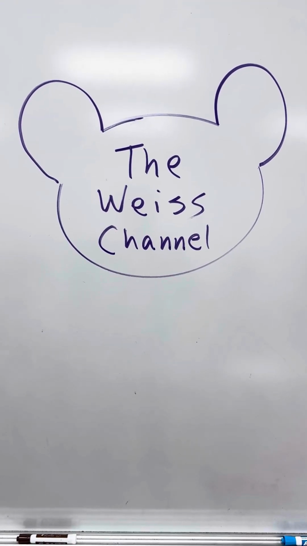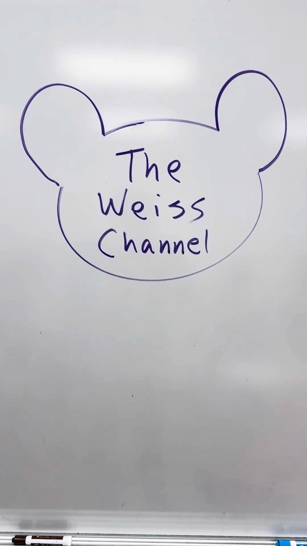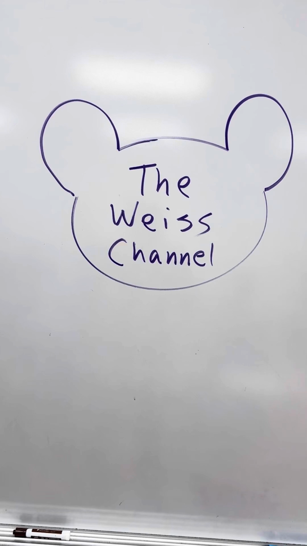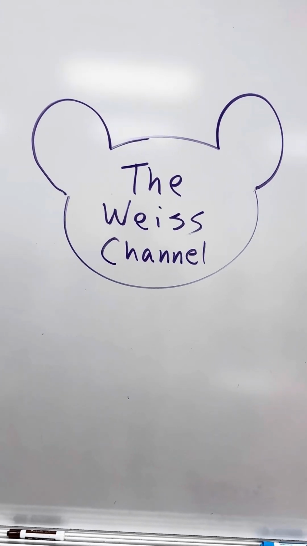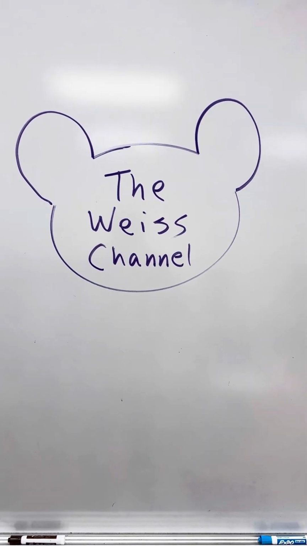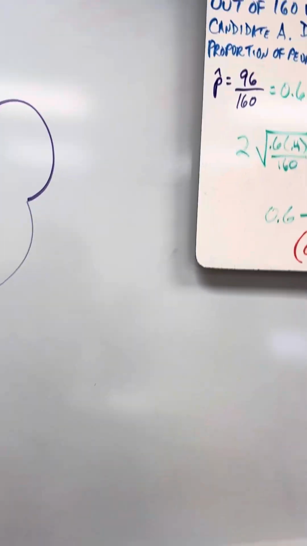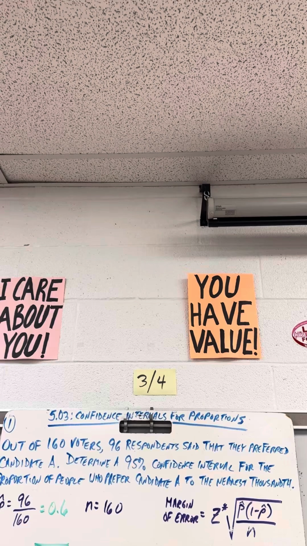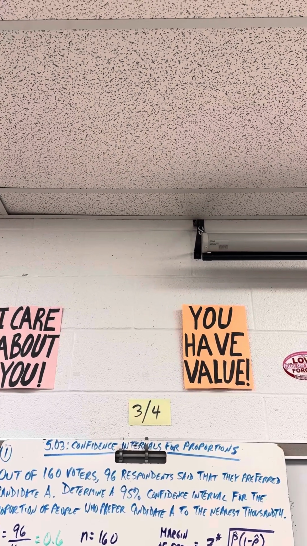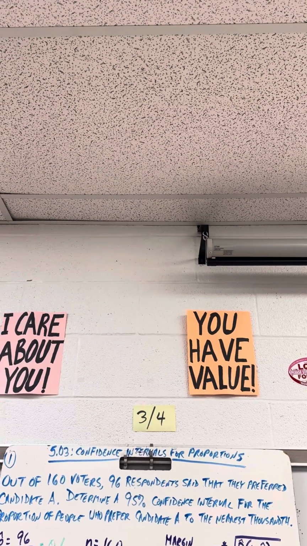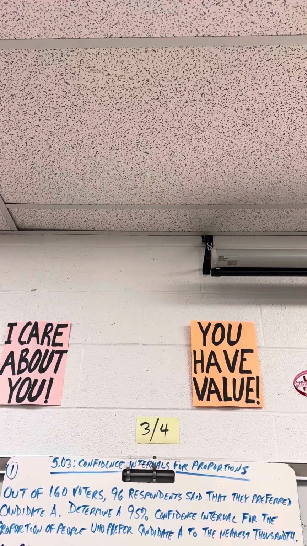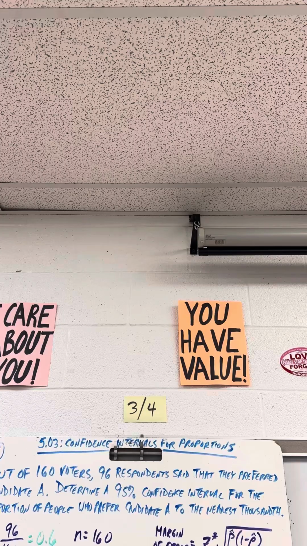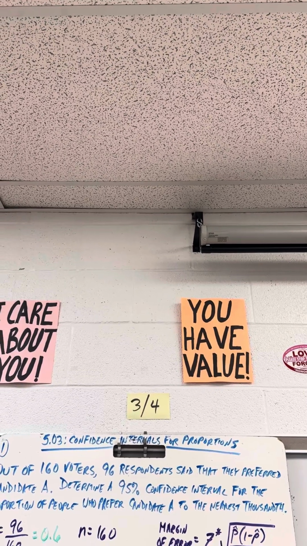Today we're going to do confidence intervals for proportions. We've taken the margin of error before, but now we're going to actually find the confidence interval. For example, out of 160 voters, 96 respondents said they preferred candidate A. Determine a 95% confidence interval for the proportion of people who preferred candidate A to the nearest 1,000.